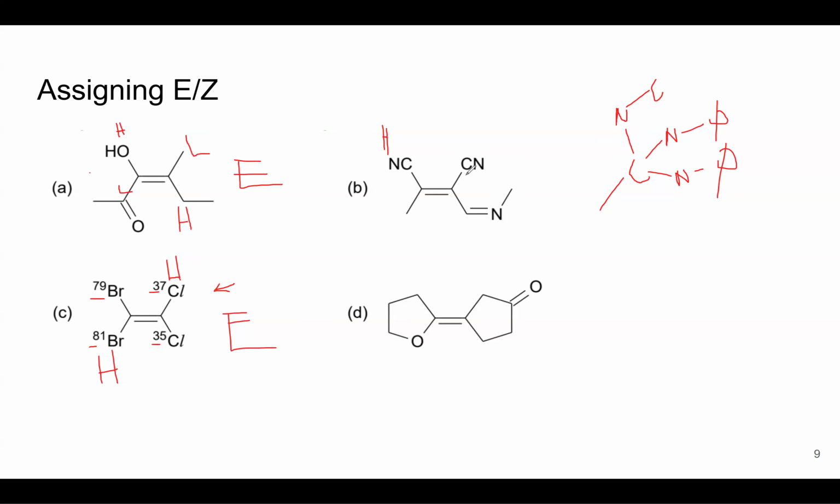Then in this case, because this carbon is connected to three nitrogens, it doesn't matter whether they're ghost or real. But this carbon is only connected to one real nitrogen, one ghost nitrogen, and one hydrogen. So you have two nitrogen versus three nitrogen. So three nitrogen wins. So this is also a higher priority. So the two higher priority groups are on the same side, and that gives rise to a Z isomer.